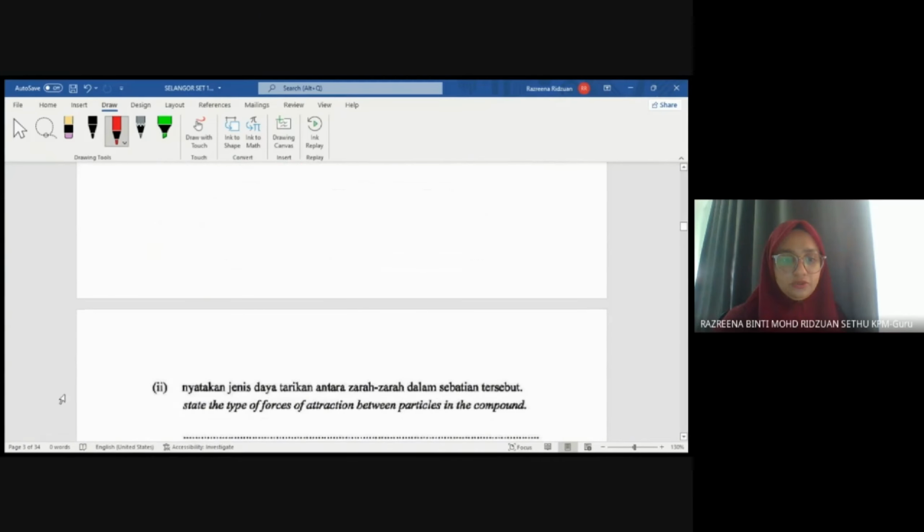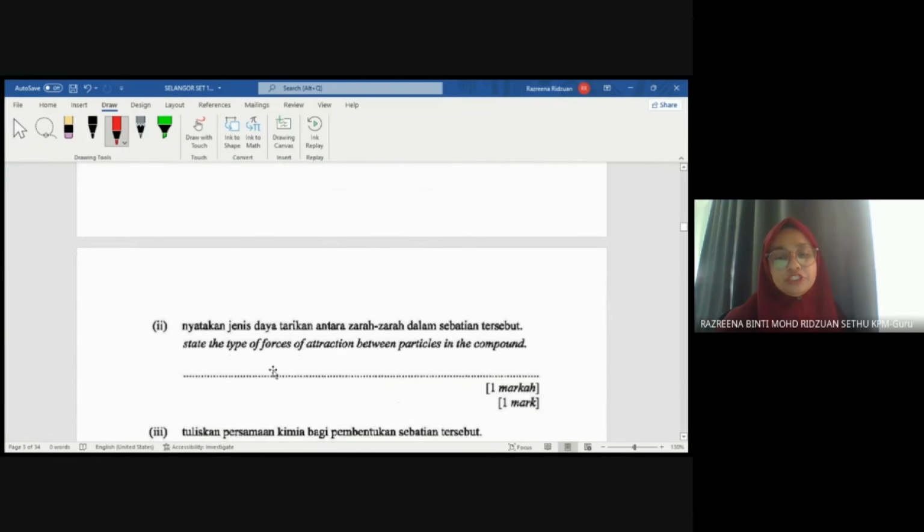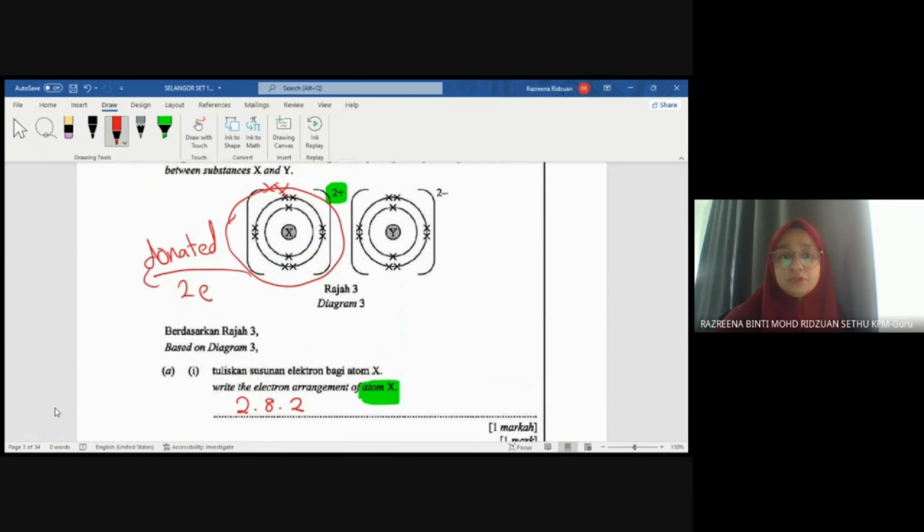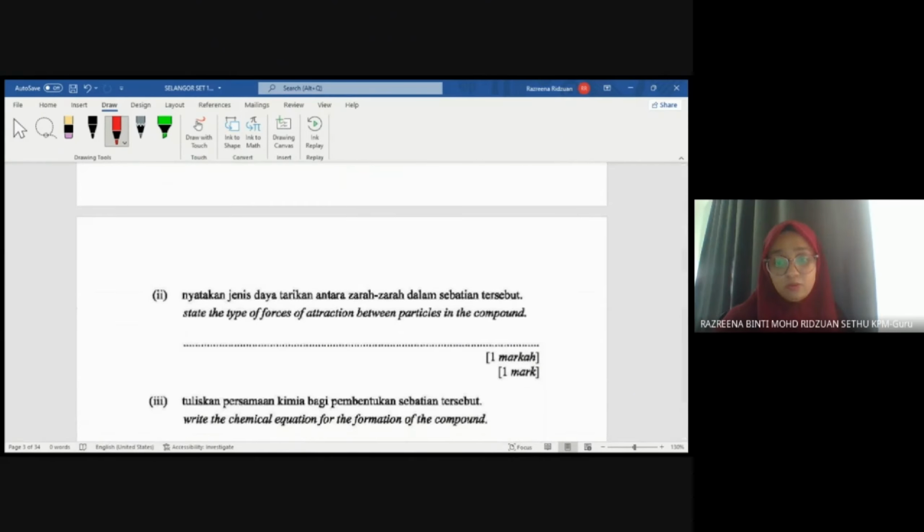Next, question A2. State the type of forces of attraction between the particles. Since this is positively charged and negatively charged, this is between metal and non-metal. So what type of bond do they form? They will form an ionic bond. When they form an ionic bond, what is the attraction force? It should be electrostatic attraction force. If it's a covalent compound, it should be weak van der Waals forces.